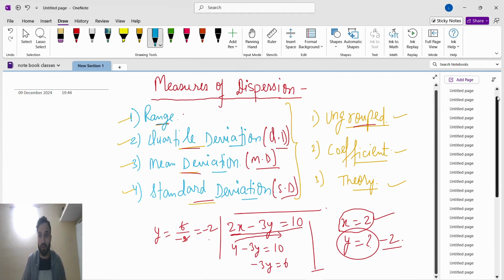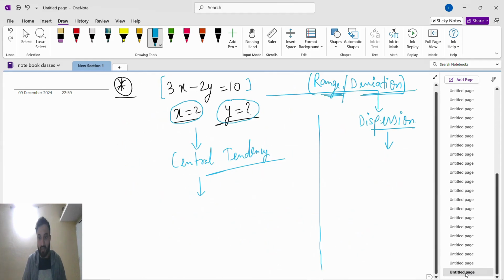So if the question is given, they will give one equation and they will give the value of one variable. You have to find the value of the other variable. So we will see the word. If the word range or deviation is given, it means we are going to use the dispersion formula, because range and deviation are in dispersion. Okay, whatever, quartile deviation, mean deviation, standard deviation. So if the word is range or deviation, we are going to use the dispersion formula. I will tell you what the dispersion formula is.